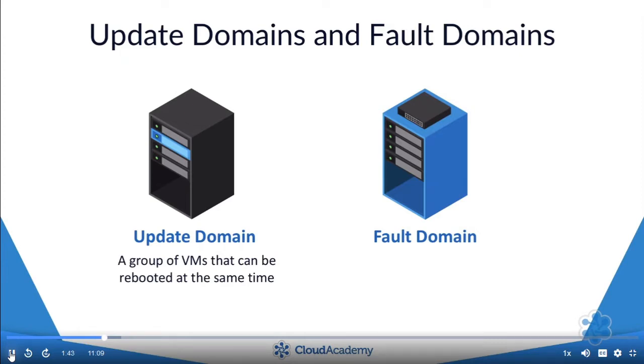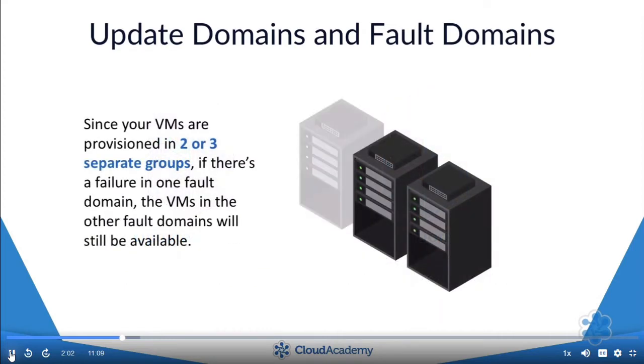To help with hardware failures, Azure offers fault domains. A fault domain represents a shared power source, storage, and network switch. The maximum number of fault domains you can use depends on the region where your VMs reside. In many regions, the maximum is 3, but in some it's only 2. Now, because your VMs are provisioned in 2 or 3 separate groups, if there's a failure in one fault domain, the VMs in the other fault domains will still be available.